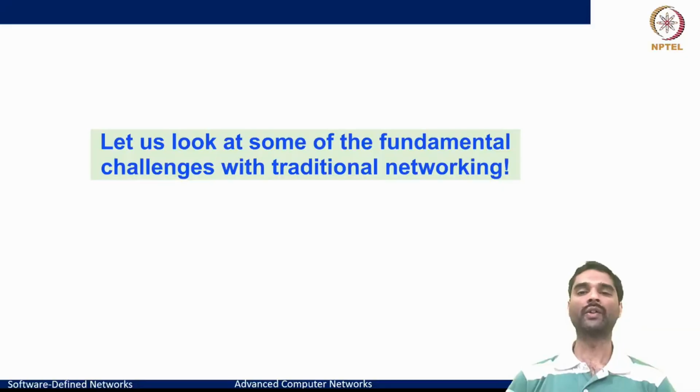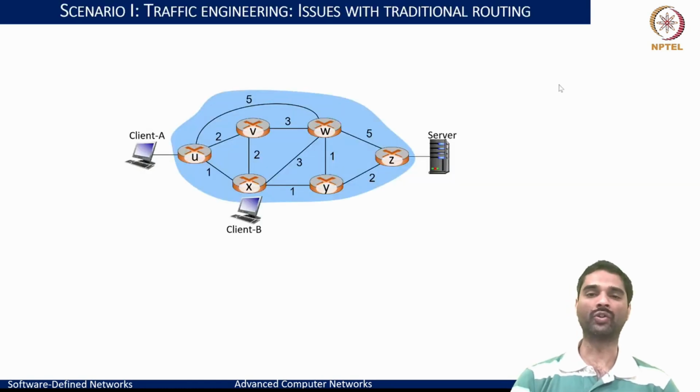So let us look at some of the fundamental challenges that we would encounter with traditional networking. This would help us to better understand and appreciate the role of SDN and why we would need it. Consider a topology as shown here, with client A trying to interact with a server on the other end connected to the router Z, and the link weights trying to show potentially the latency of communication. Think of these weights as in inverse proportion, lower the better.